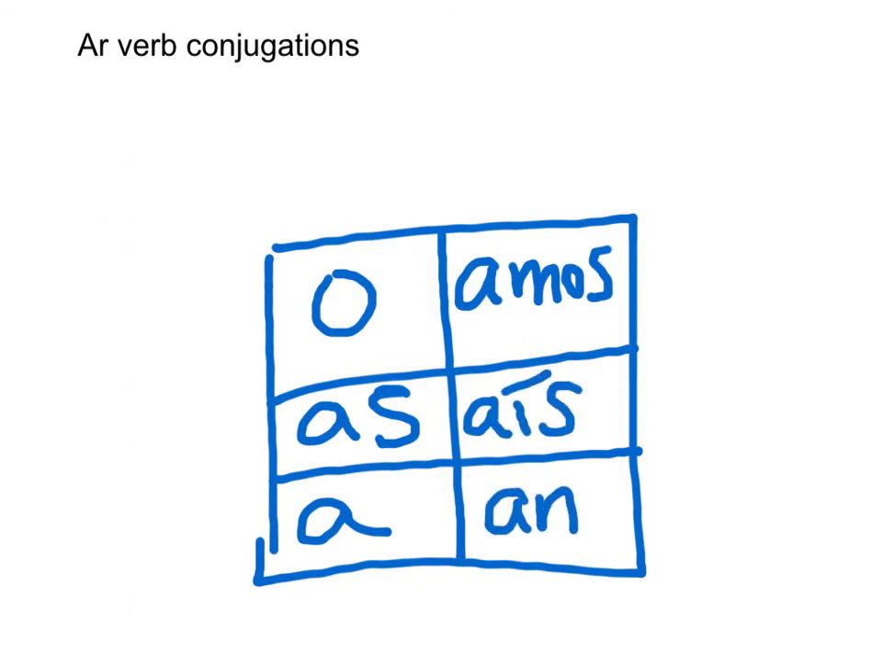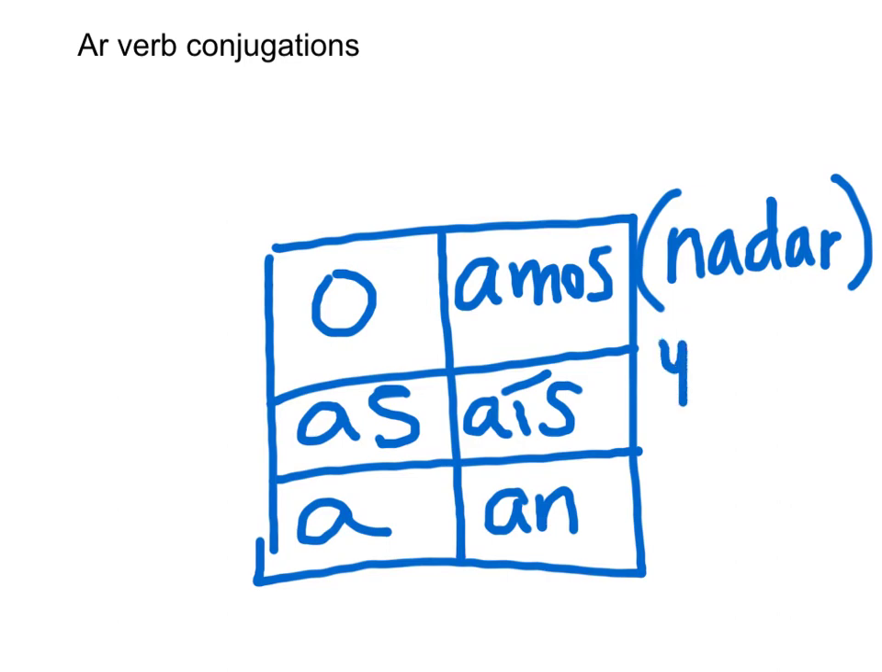So I'm going to give you a verb, like let's say I give you nadar in parentheses. Just a regular AR verb, and then I'm going to give you a sentence, and I want you to find the subject and fill in the verb, and you'll have to conjugate it. So if you find the subject and it's yo, you just take off the AR, and then you add your ending: yo nado. If you find the subject and it's tú, take off the AR: tú nadas, and so forth.